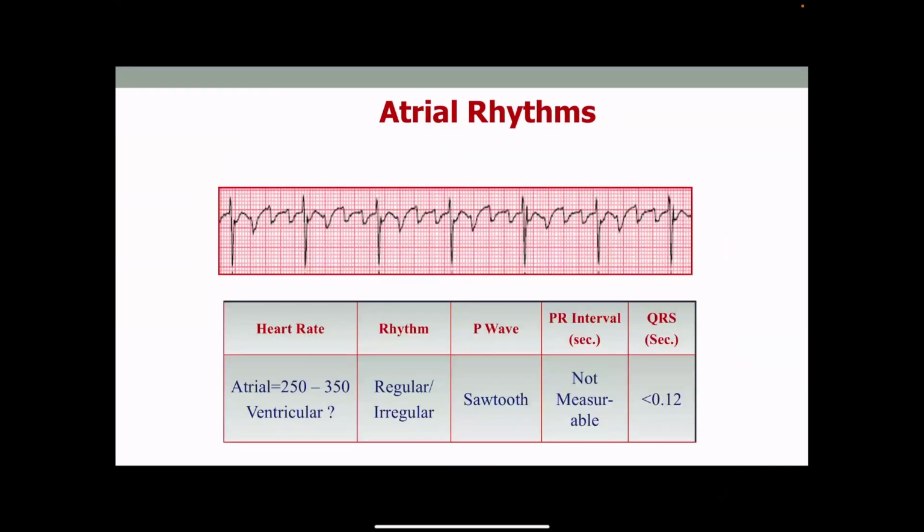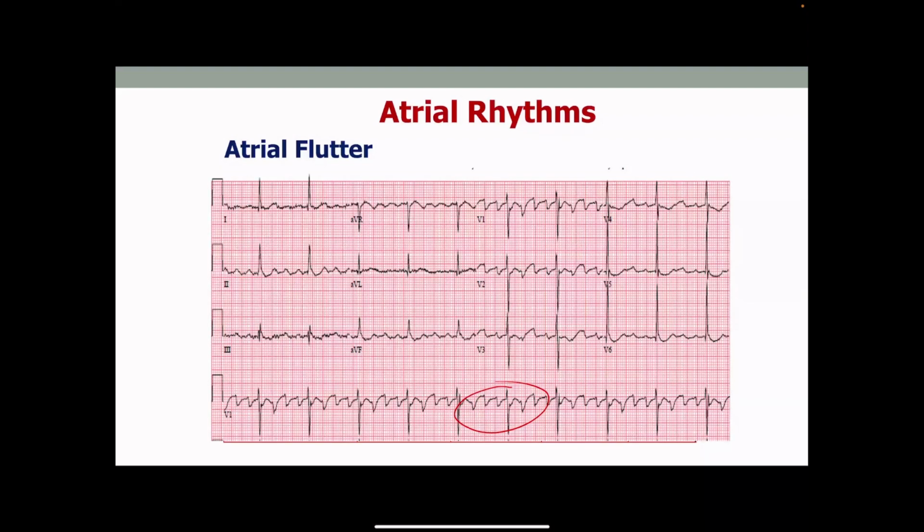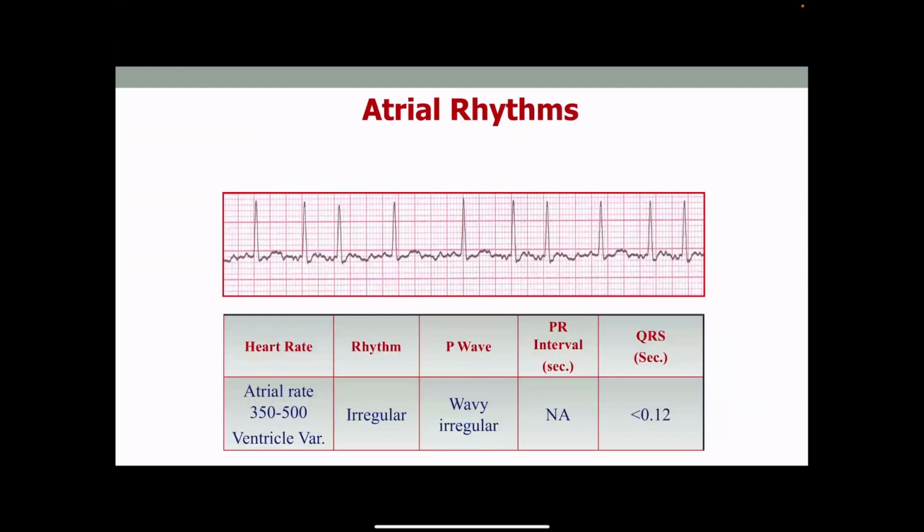Atrial flutter. Exactly. It's the sawtooth, atrial flutter. Also looks like this. Also this one. Okay, be very familiar with how these look. What about this one?